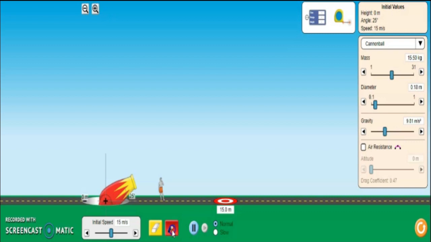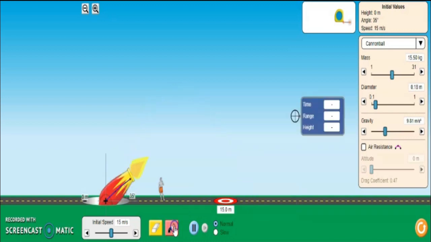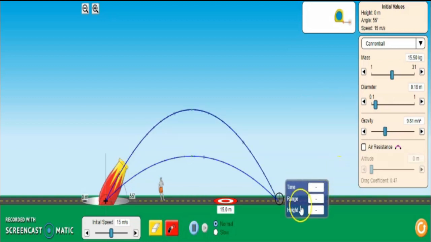Take a look at angles 25 degrees and 65 degrees. They have the same distance traveled, which is 17.35 meters. The distances the cannonball travels at 35 degrees and 55 degrees have the same value, which is 21.55 meters.